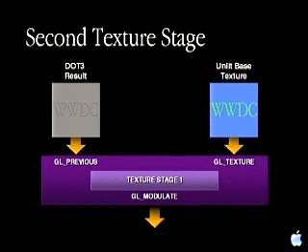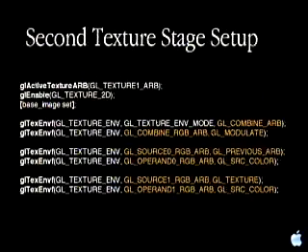The second stage of the operation simply modulates the output against an unlit base texture. Here's the code that corresponds to the second stage. I'm using the second texture unit for the base image. And again, I set the combiner operation to modulate. Then I set the first operand to be the previous output. The second operand will be the base texture.